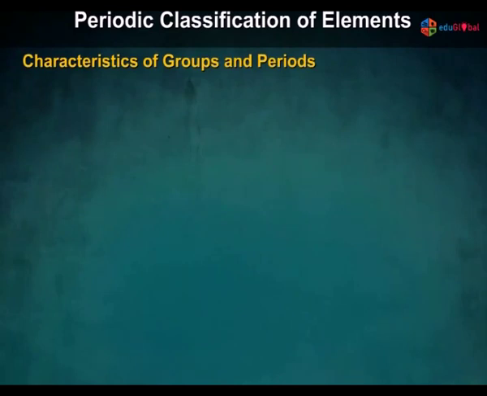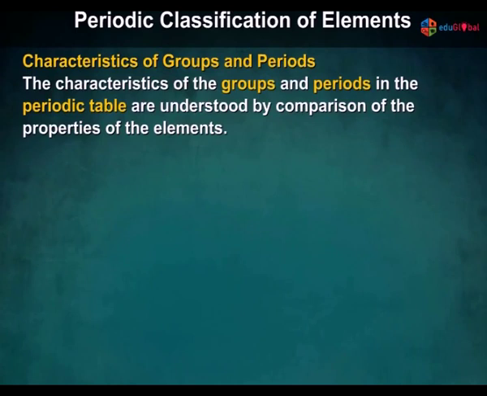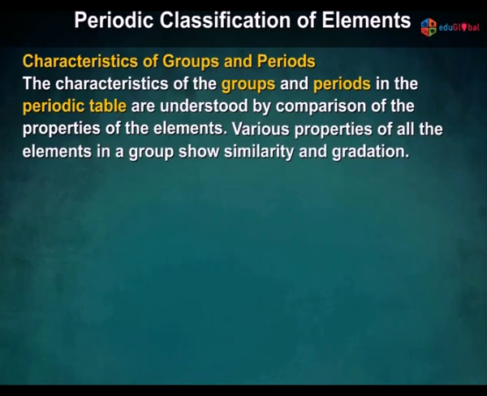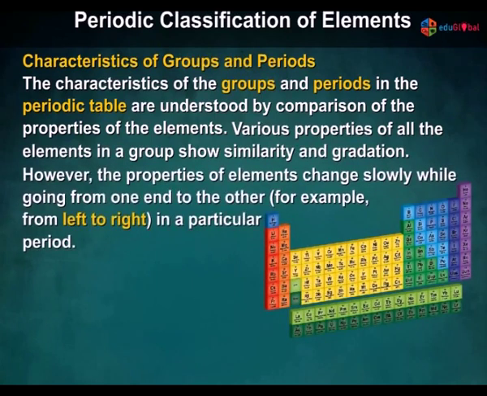Characteristics of groups and periods. The characteristics of the groups and periods in the periodic table are understood by comparison of the properties of the elements. Various properties of all the elements in a group show similarity and gradation. However, the properties of elements change slowly while going from one end to the other, for example, from left to right in a particular period.